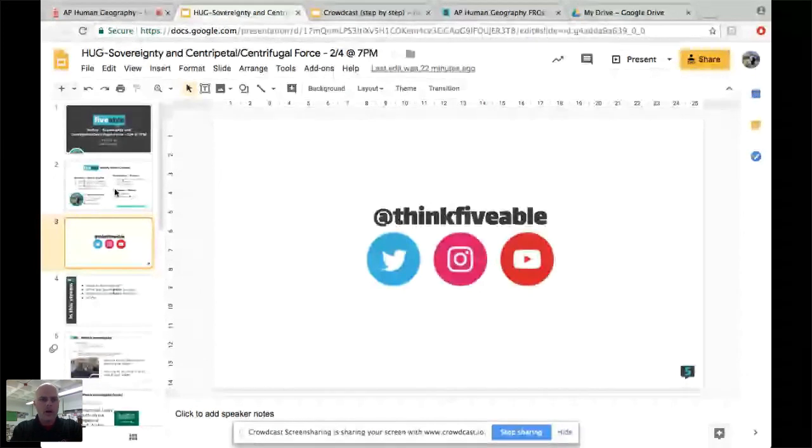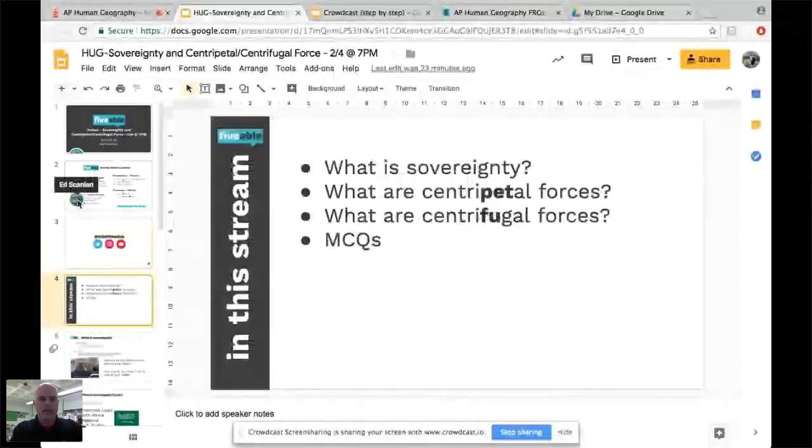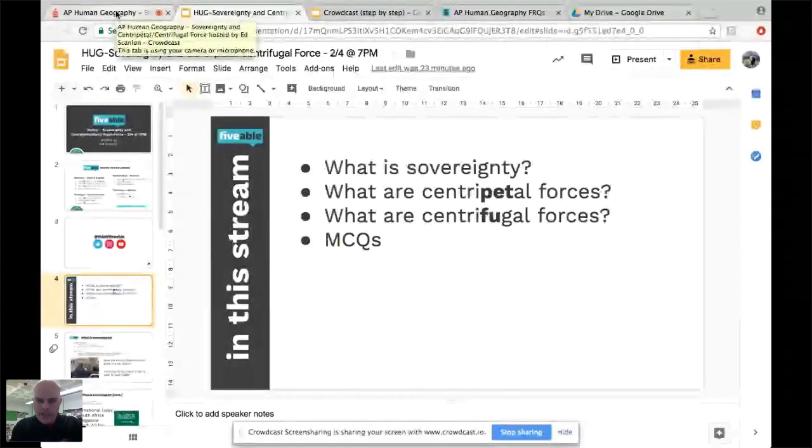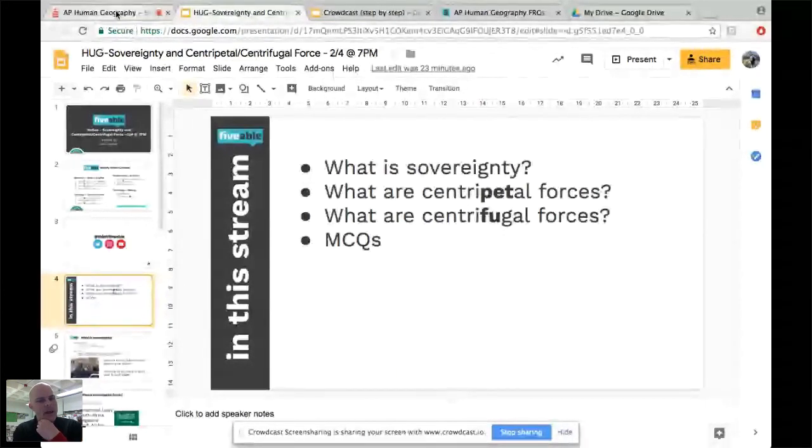What are we going to do tonight? We're going to look at a couple things. We're going to look at what sovereignty is exactly. We're also going to look at the difference between centripetal and centrifugal forces. You might notice that I have some of the letters in both of those words in bold. That's how I'm going to try and get you to remember the difference, because they're very similar words, centripetal and centrifugal, but there's a very easy way to remember the difference between the two, and I'll teach you that in a little bit. Stay tuned.